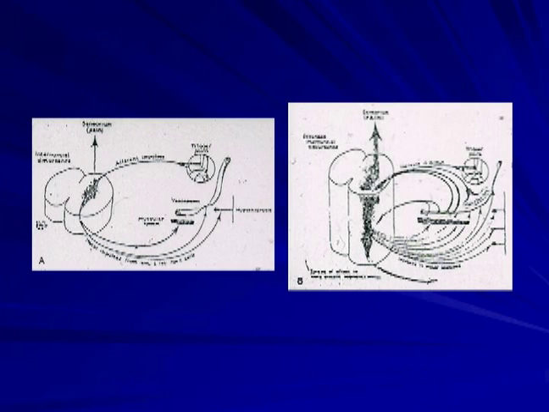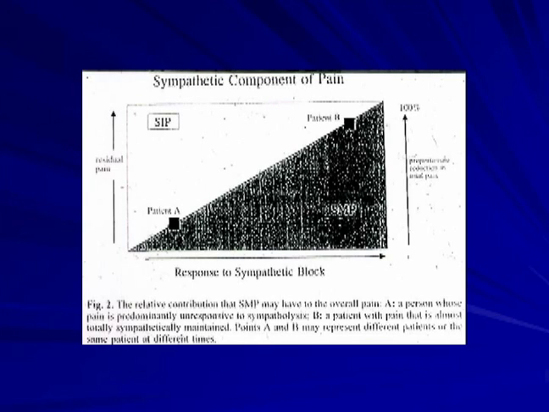Okay. Now, just go over the sympathetic component of pain: response to sympathetic blocks, sympathetically independent pain, and sympathetically dependent pain, sympathetically maintained pain over here. So this patient who has a sympathetic block may not respond and have more of sympathetically independent pain and would be in this category. And those who have sympathetically maintained pain, patient B, would respond and be more in this category.